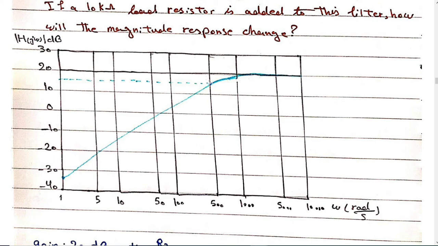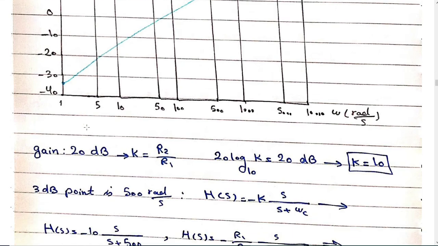20 minus 3 is 17. At this point, we have the cutoff frequency. So we have the gain, which is the maximum value for the transfer function in dBs, 20. So 20 dB converted to a value is 10. The value you see on all the plots for the magnitude of H(jω) is in dBs, so you need to convert it.